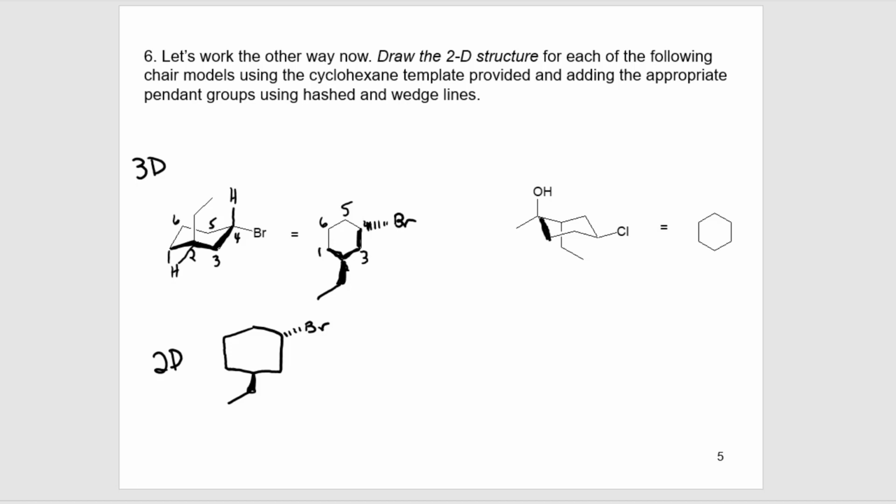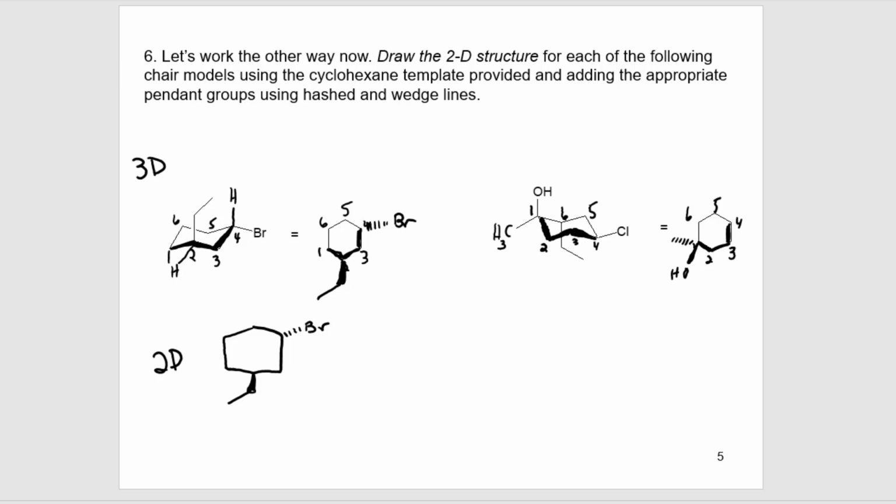I'm gonna shade that bottom edge. It's coming out at me. Numbering 1, 2, 3, 4, 5, 6. I can shade the bottom edge. 1, 2, 3, 4, 5, and 6. At carbon 1, there is a methyl and an alcohol. The methyl is down and the alcohol is up. Methyl is down, alcohol is up.